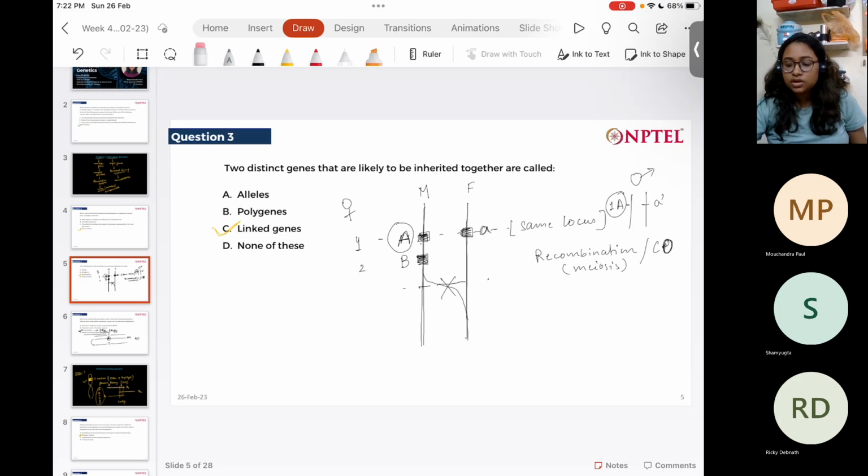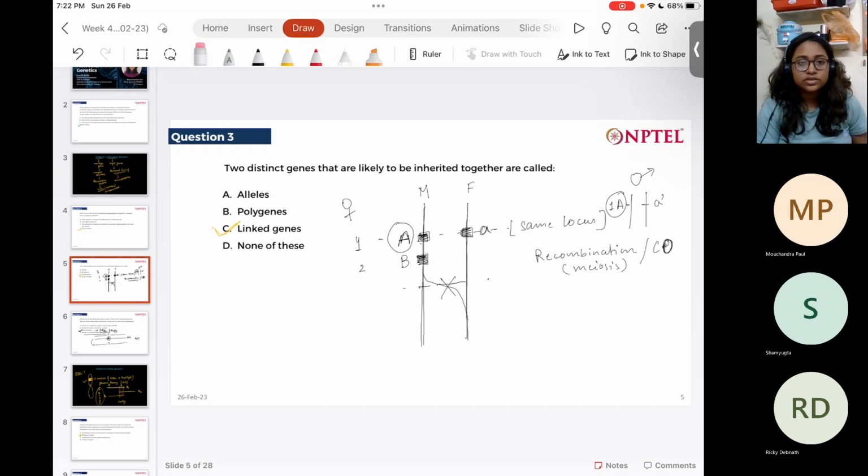So these two genes are present at two different loci, and their position is such that they are not segregated from one another, or their segregation is a rare event, because of which they are called linked genes. So here the option is C. Segregation can happen, but it's a rare event. Means A can be separated from B by recombination, but it happens rarely. In the majority of the offspring, A and B will be inherited together. So this is the property of linked genes.